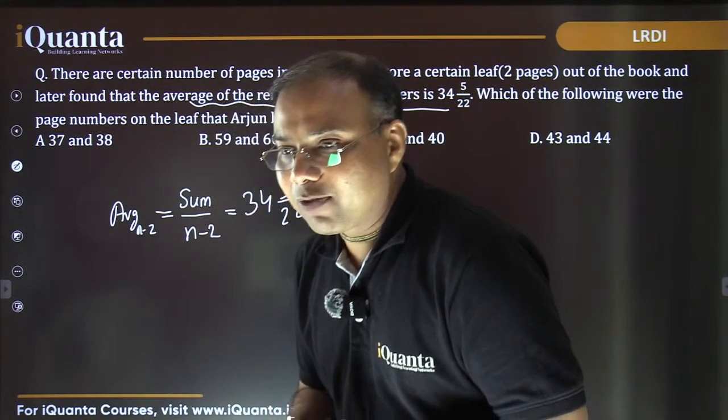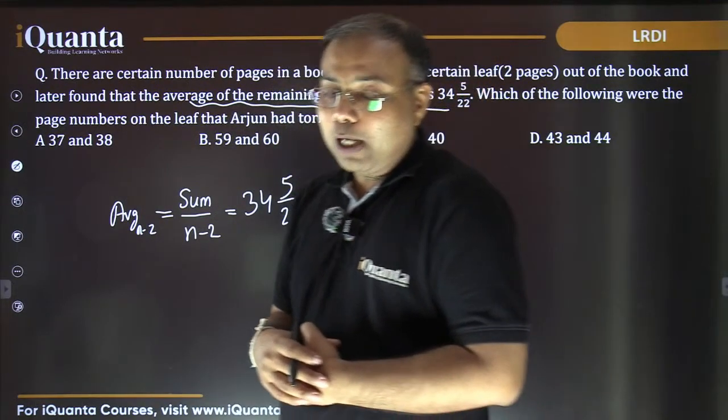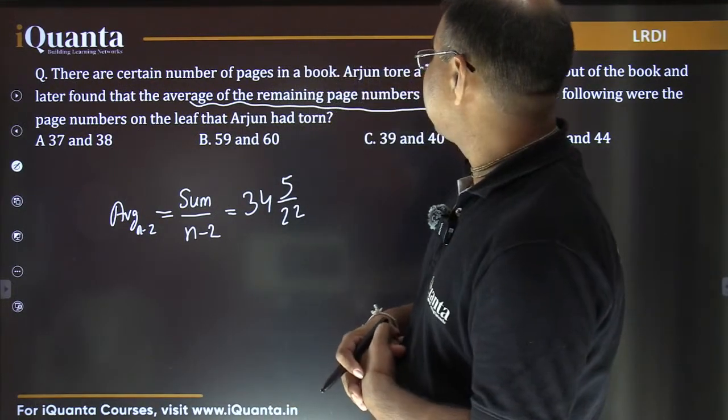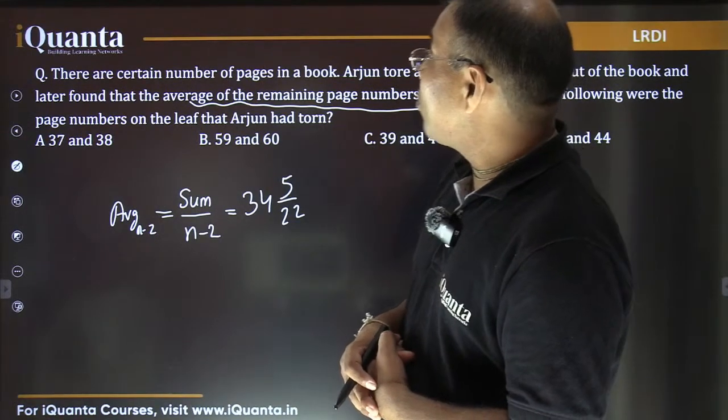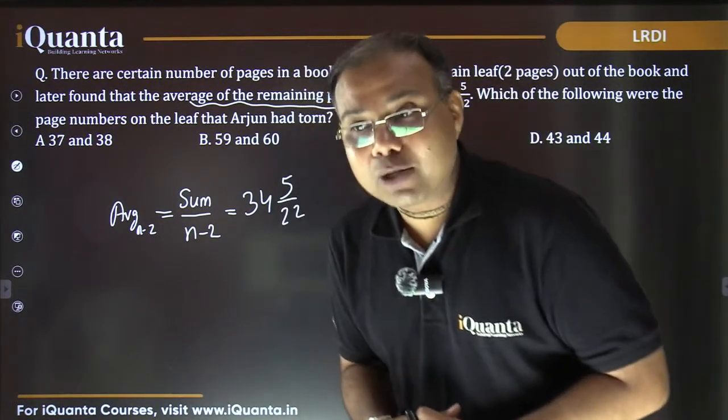Rishabh Kundu, you have taken n into n minus 1 by 2 and done it. So how did you decide the value of n in that case, Rishabh? I don't know the total number of pages here. So how did you decide the value of n?